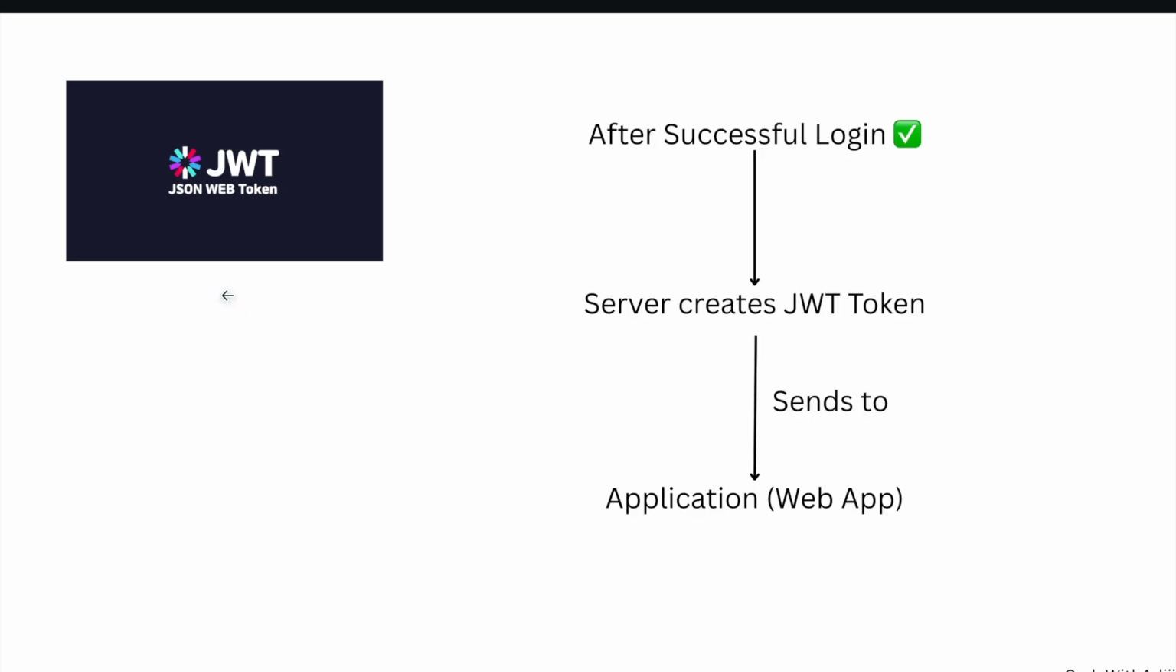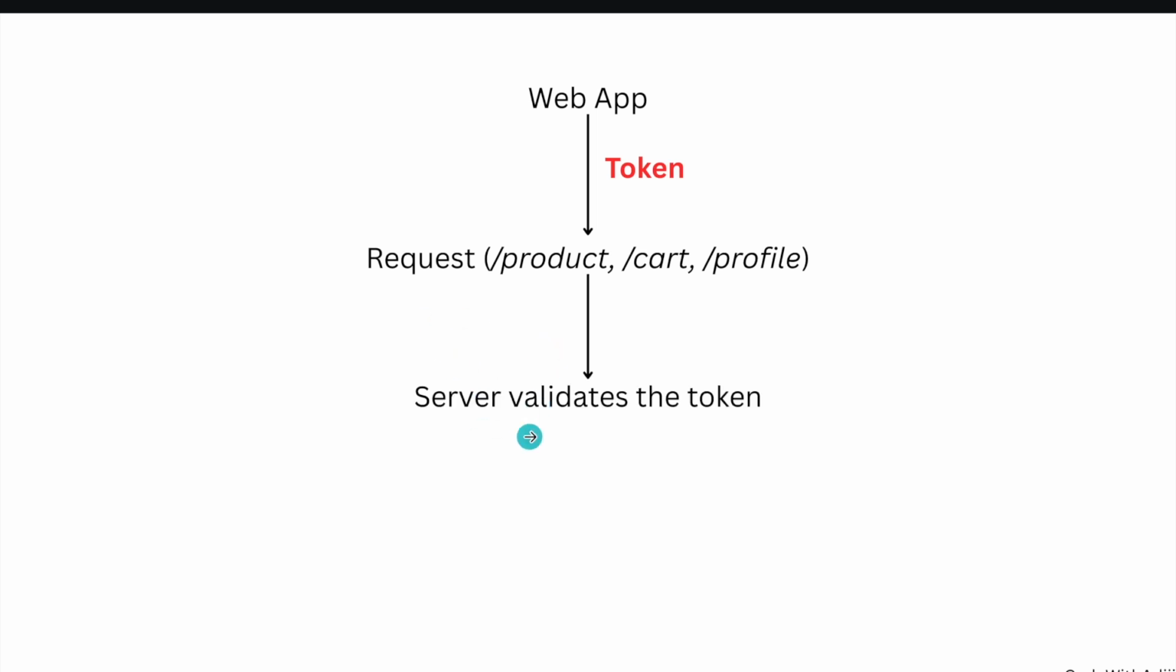JWT stands for JSON Web Token. Think of JWT as a digital identity card. So when you successfully log in, the server creates this identity card in the form of a token and sends it back to your application. Your application stores that token. Now, whenever you make another request from your web app, it sends this token along with the request. The server looks at the token and says, yes, I know this user, and that's how the server identifies you without asking you to log in again.